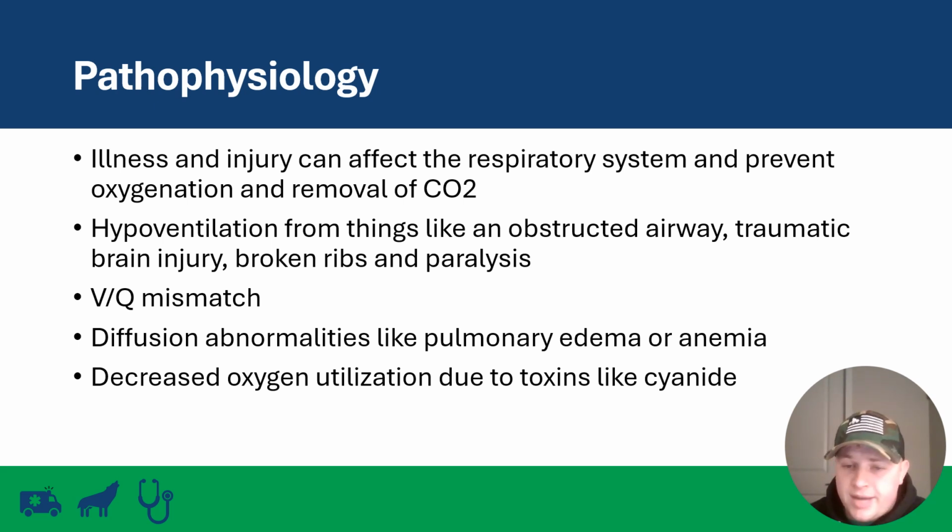We could have a VQ mismatch, where our demand of oxygen is not met by our blood flow. We'll go into VQ mismatch a little bit more. We could have diffusion abnormalities like pulmonary edema, where the oxygen can't diffuse because the alveoli is full of fluid, or anemia. And remember, with anemia we don't have enough red blood cells, so we may have plenty of oxygen available, but we can't load it onto enough red blood cells. And then additionally, we may have a decreased ability to utilize oxygen from toxins, and that may be like cyanide or carbon monoxide.